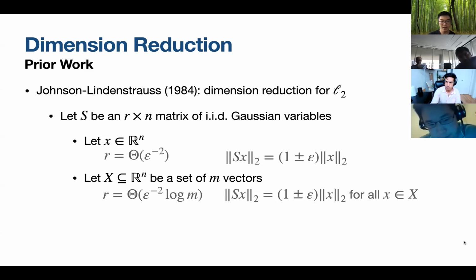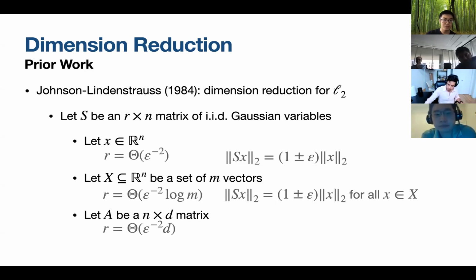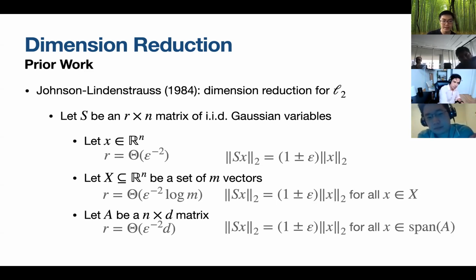And finally, suppose that we actually have a matrix A, which is n by d. And suppose that we want to simultaneously have this norm preservation guarantee for all vectors in the column span of A. In this case, Johnson and Lindenstrauss show that by taking R to be only 1 over epsilon squared times d, we're able to get this guarantee of norm preservation for all vectors in the subspace. And this is a powerful guarantee known as subspace embedding. And we'll be talking about this guarantee a bit more as well.